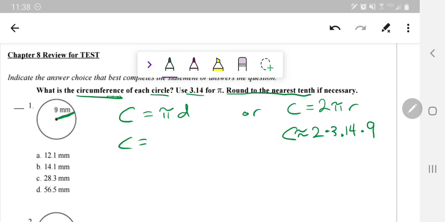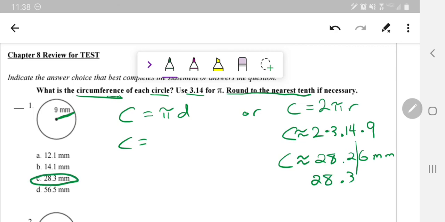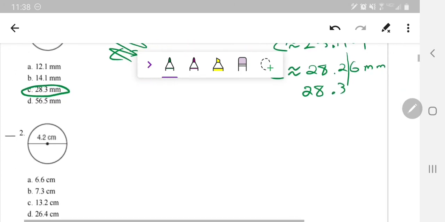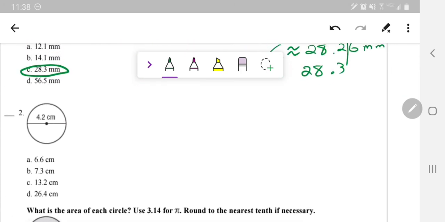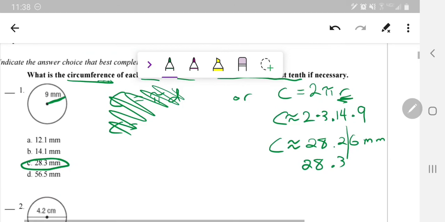and I'm going to plug in the 9 there, and my circumference is approximately 28.26 millimeters, and just regular millimeters because circumference is a length, not an area or a volume, and it says round to the nearest tenth, so that's going to be 28.3, and that's going to be C. All right, I don't need to use this formula because they didn't give me the diameter, they only gave me the radius. Next, all right, excuse me, we're still following these directions up here.